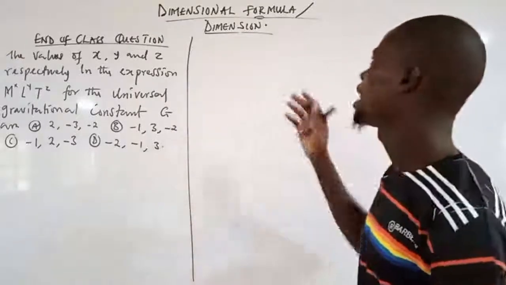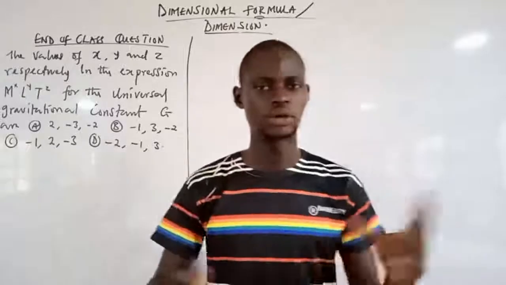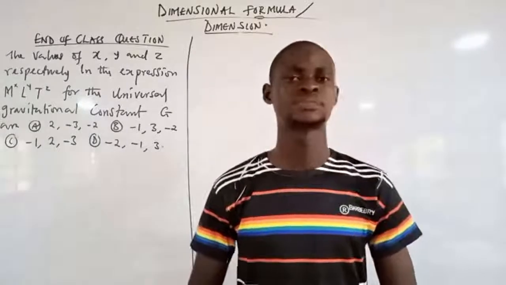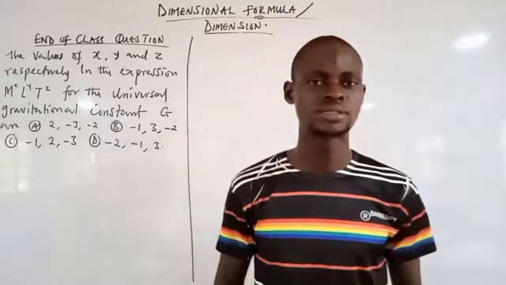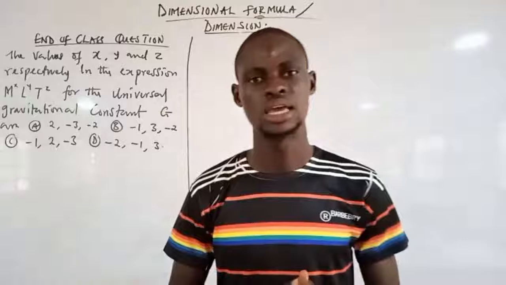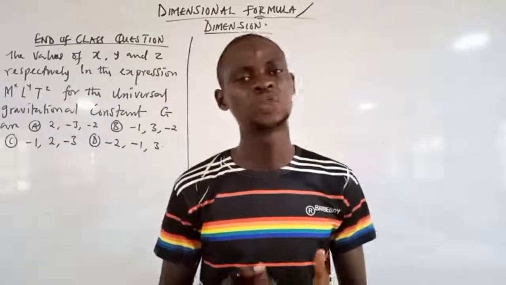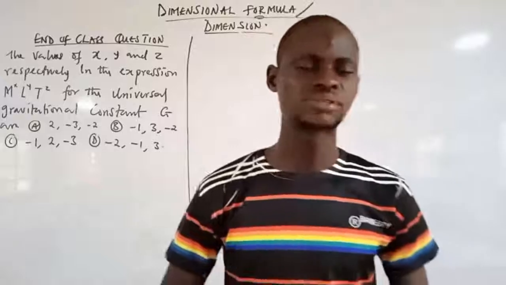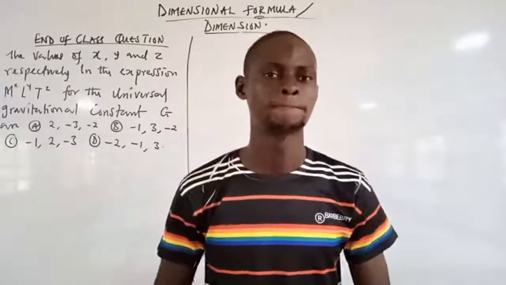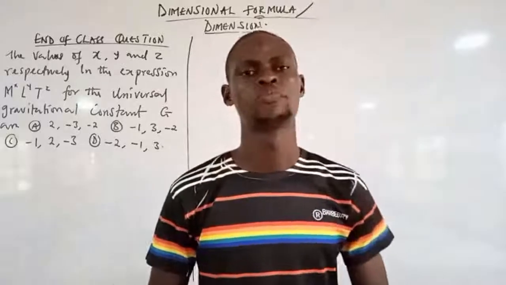Now, we have dimension. What is dimension? I don't want to go in depth into this. Dimension simply means the power of any fundamental quantity. The power of the basic fundamental quantity in a derived quantity. Are we together? That's what we call dimension itself.